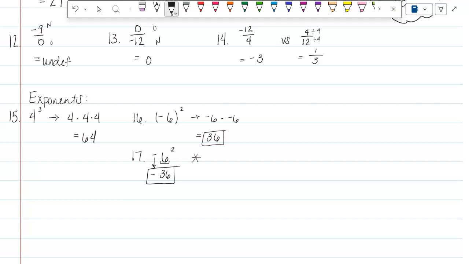Right, number 18, we'll do 4 times 3 squared. We're going to do the term that has the exponent first. Do not multiply 4 times 3 and get 12 and then do 12 squared. You're going to get a totally different number. If you think about the order of operations: parentheses, exponents, all right?